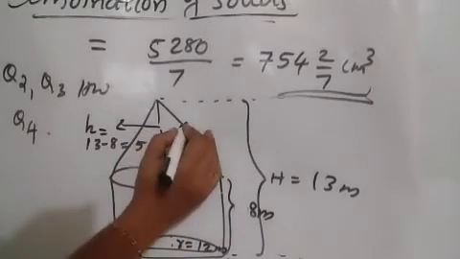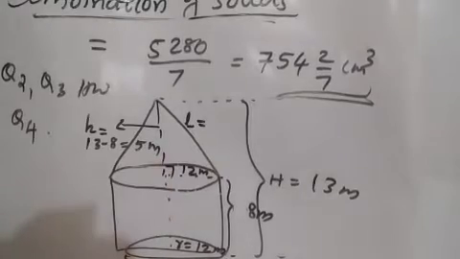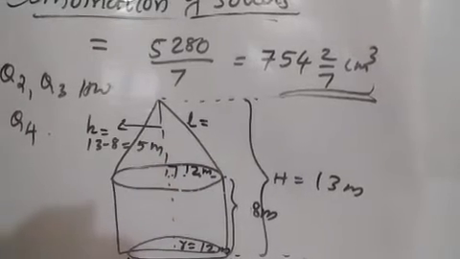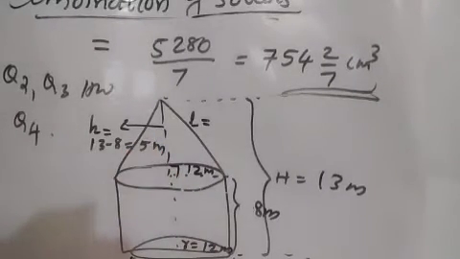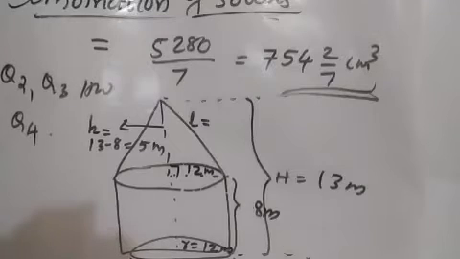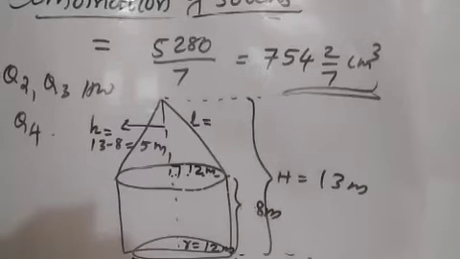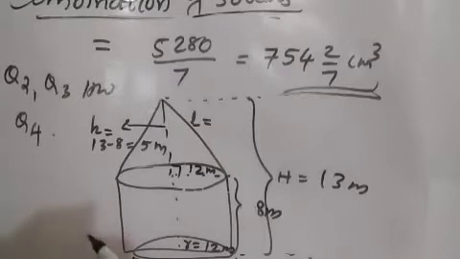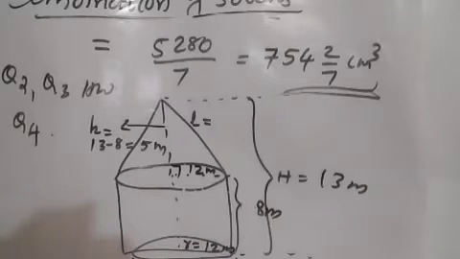So how can we obtain the slant height? Yes, we can apply the Pythagoras theorem. This is a right angle triangle. So L is equal to the square root of R square plus H square. Do that to obtain the slant height. Then 2 pi RH we can apply here. We know the radius and height of the cylinder, so we can apply those values also.